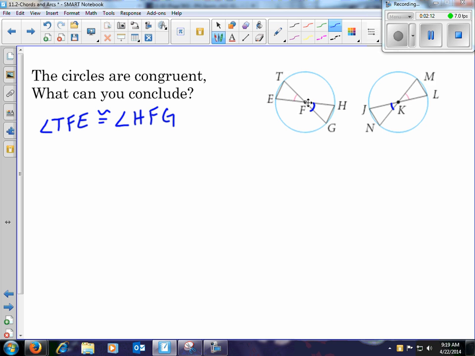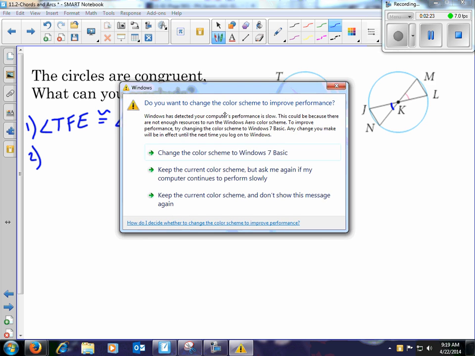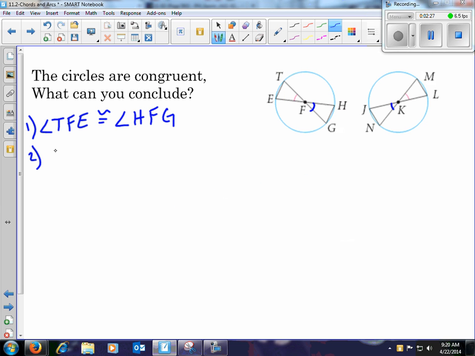Now remember, the vertex of your angle has to be the center letter. So I have angle F in the center. So this is one thing that I can say. The second thing that I can say is that angle JKN is congruent to angle MKL. Sorry, JKN is congruent to MKL. So I know that these two angles are congruent. Now I know lots of other things too.